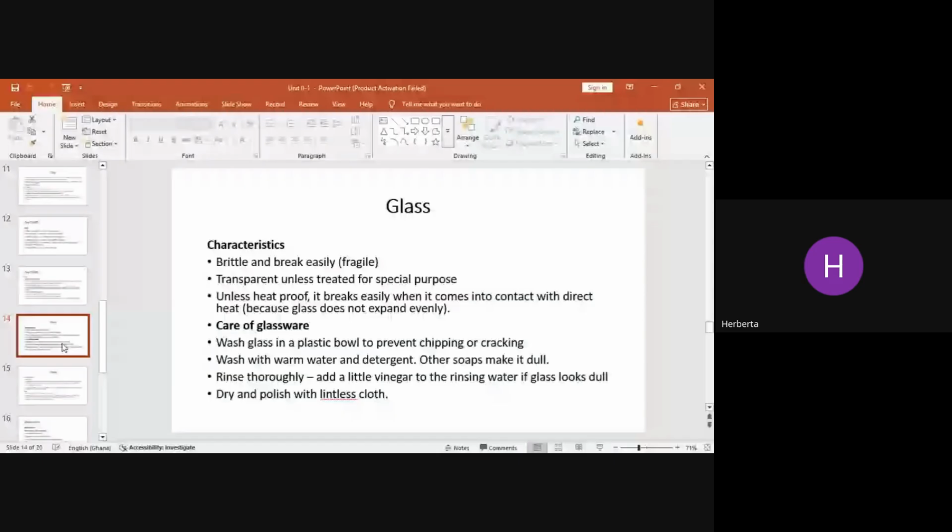How do you care for glass? Let's say glass items, cups, drinking glass, wine glasses. How do you care for it? Water glasses, how do you care for it?